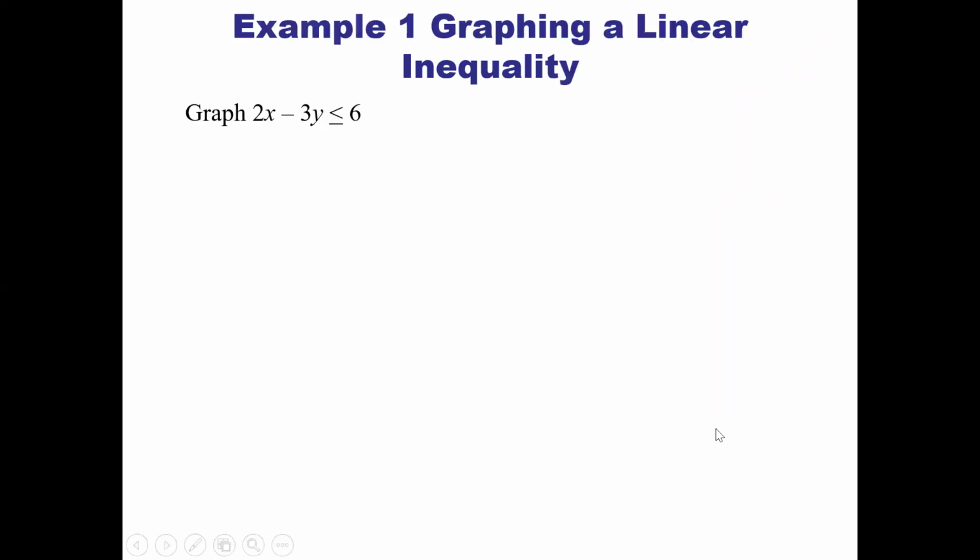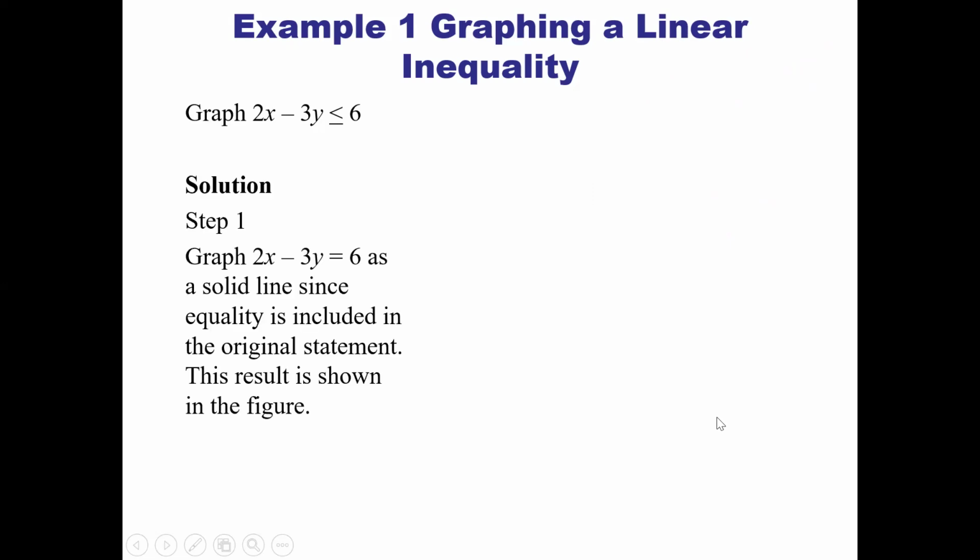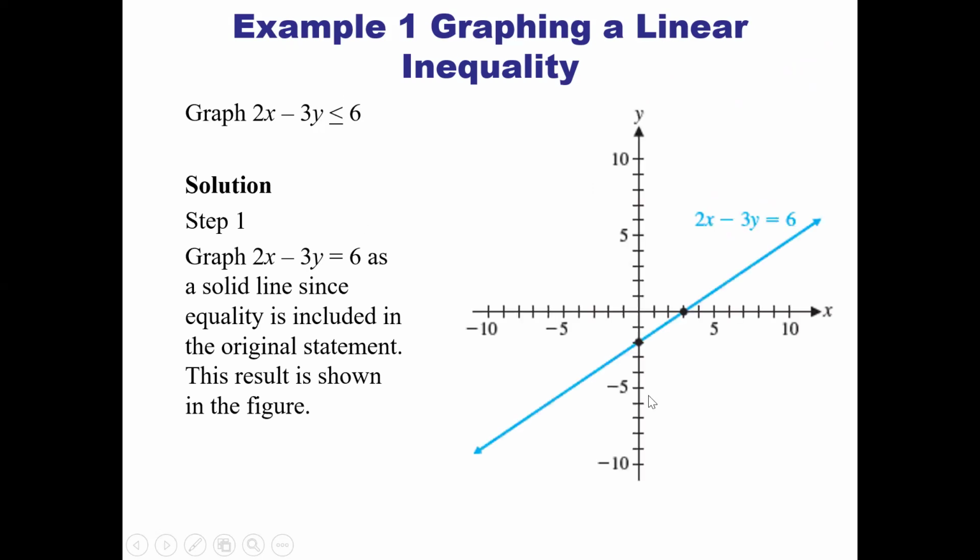All right, so let's start with this one. Graph 2x minus 3y is less than or equal to 6. So step one, we're going to graph this equation as a solid line, because we have that less than or equal to. And when we do that, we get this line here.